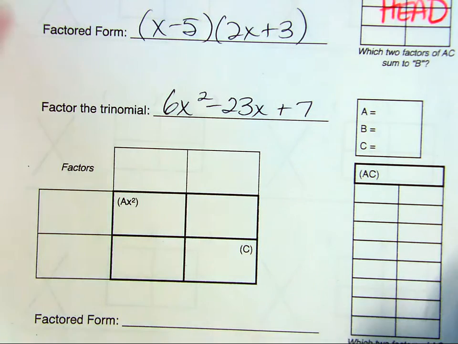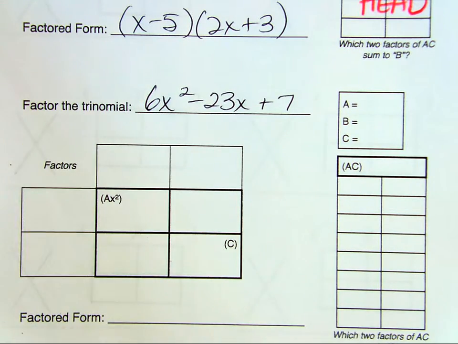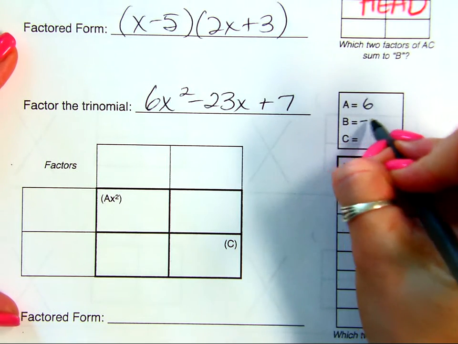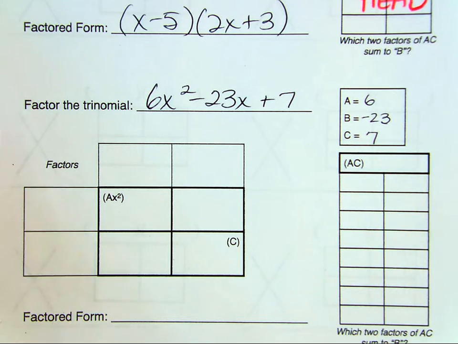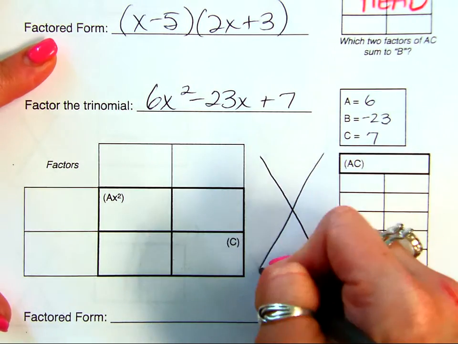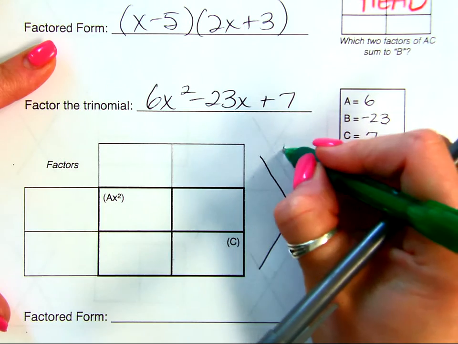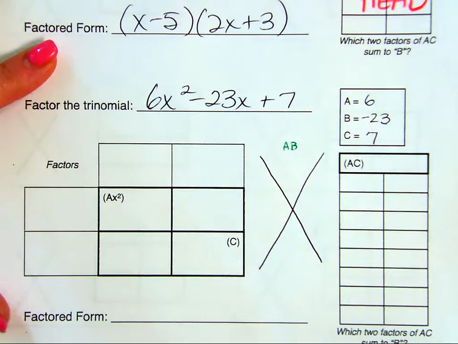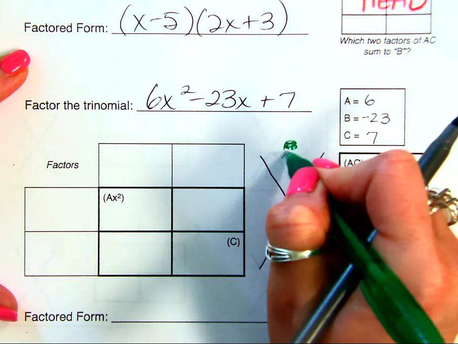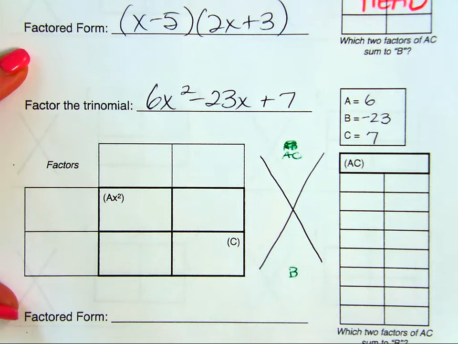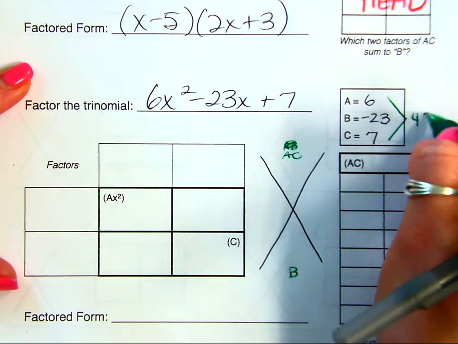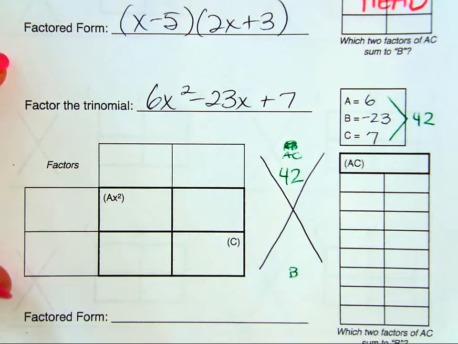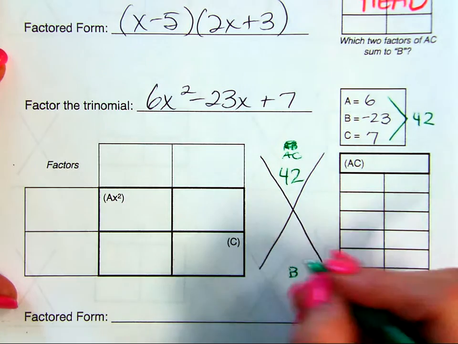Let's identify our A, B, and C. A is 6, B is negative 23, C is 7. Draw your X. You do not need to write this here, but for right now it may be a little helpful. I was going to put so A, C, and B. So A times C is what? 42, so that goes here. And this negative 23 goes here.